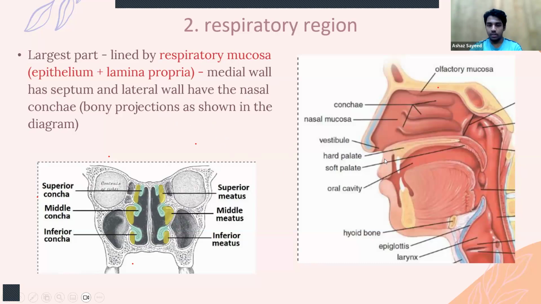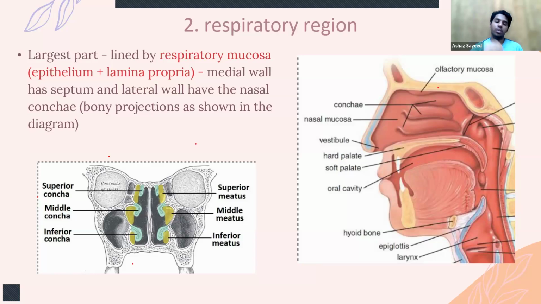Second part. Okay, we can look at the diagram here. It's the vestibule, and this big part over here, that's the nasal mucosa, and its medial wall has the septum. Medial is more towards the central line. Lateral is more towards this line. So your nose, the respiratory region. Okay, if you move medial, you're going to approach the septum, this thing. And more towards the lateral sides, you're going to have the nasal concha.